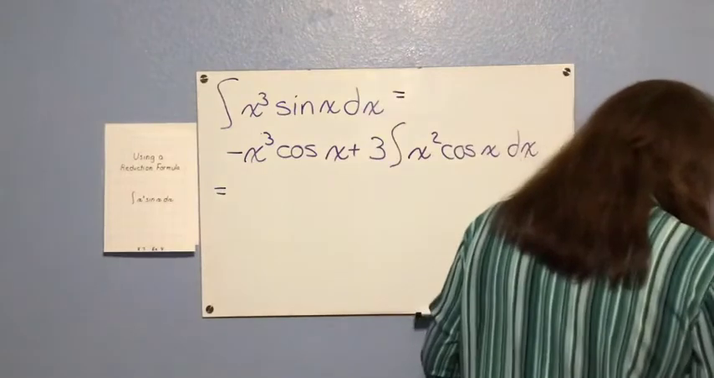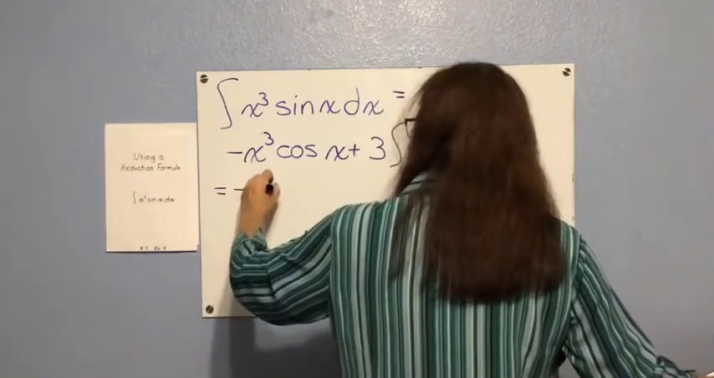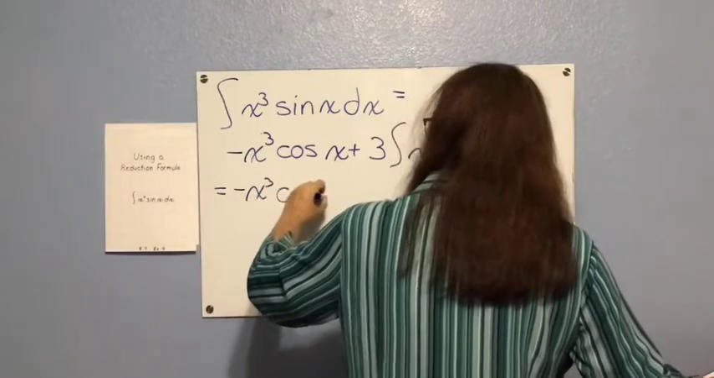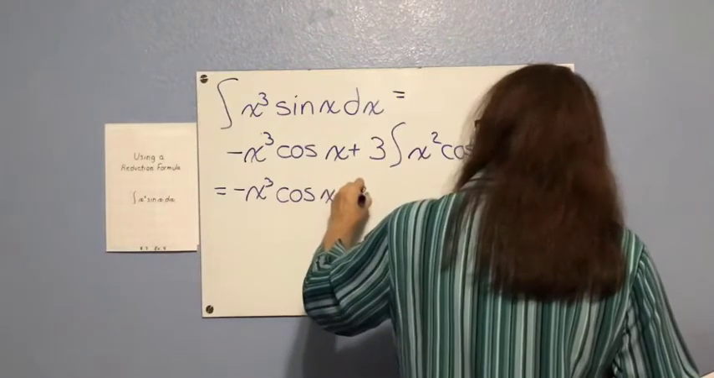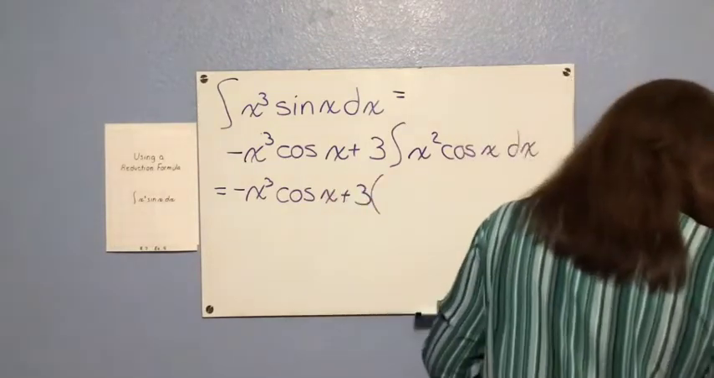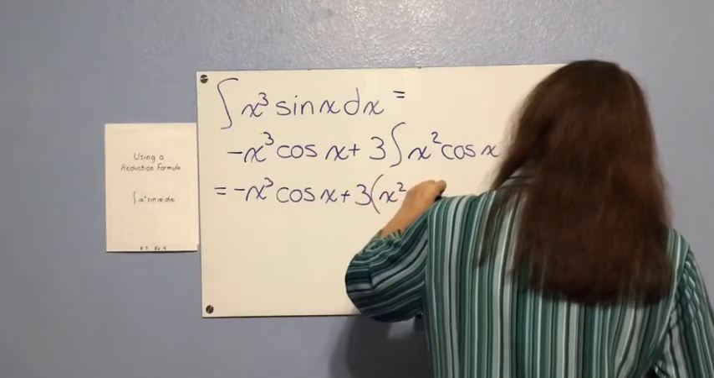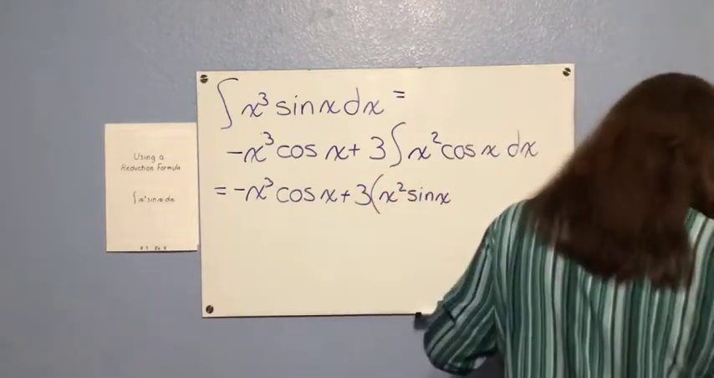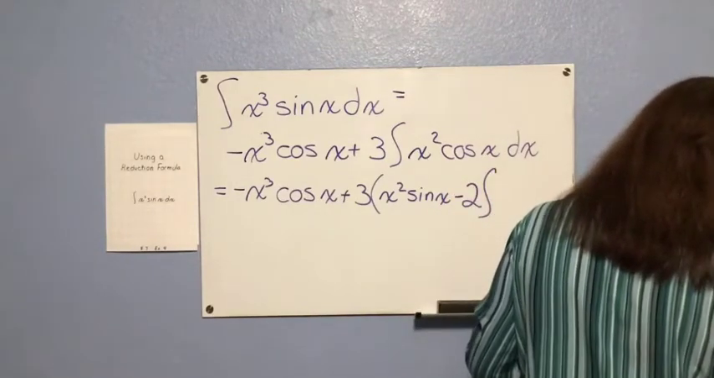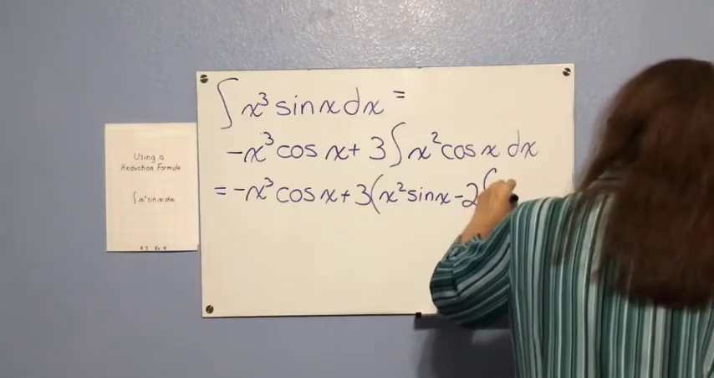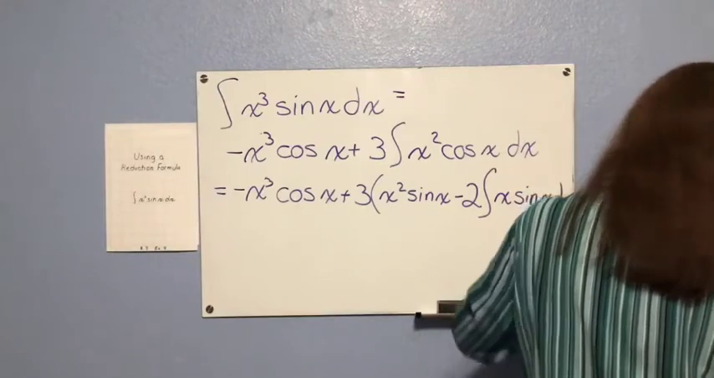And now we can write negative x cubed cosine x plus 3 times x squared sine x minus 2 times the integral of x sine x dx.